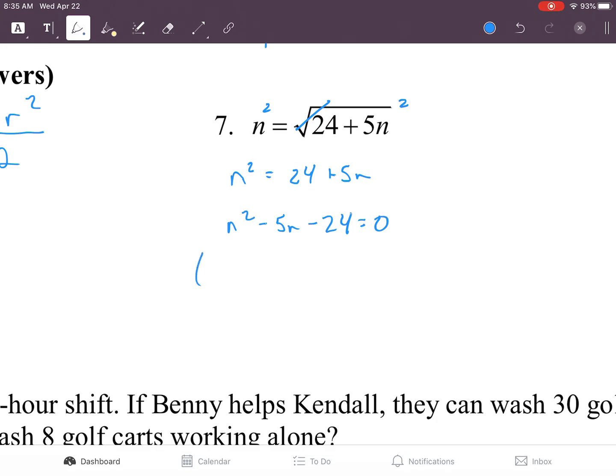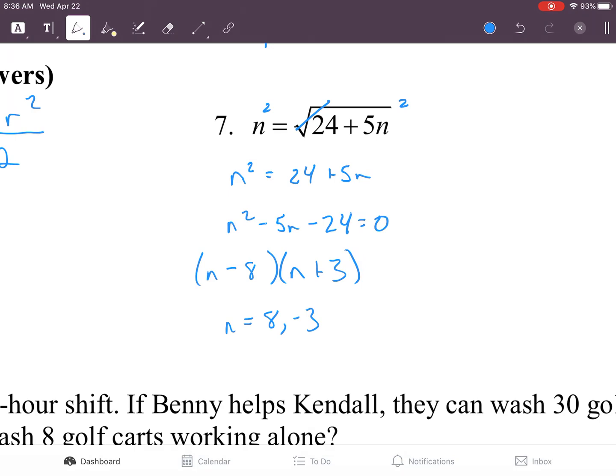Now I can factor. Excuse me. So what two numbers multiply to give you negative 24 and add up to give you negative 5? And the answer is negative 8 and positive 3. So if we solve both of these for n, we're going to get positive 8 and negative 3. But we do have to check these to make sure that they work. So you put them both back in.